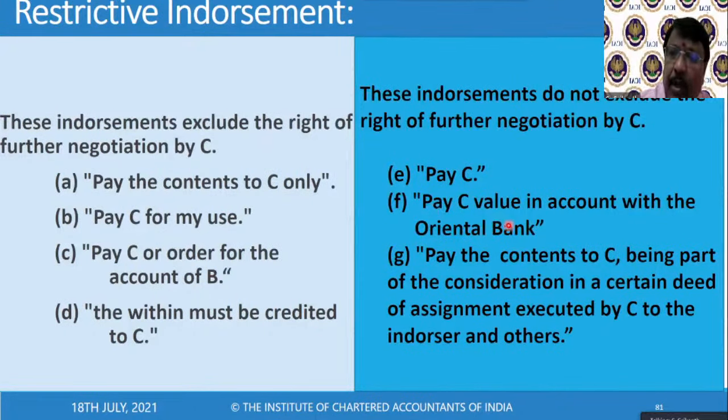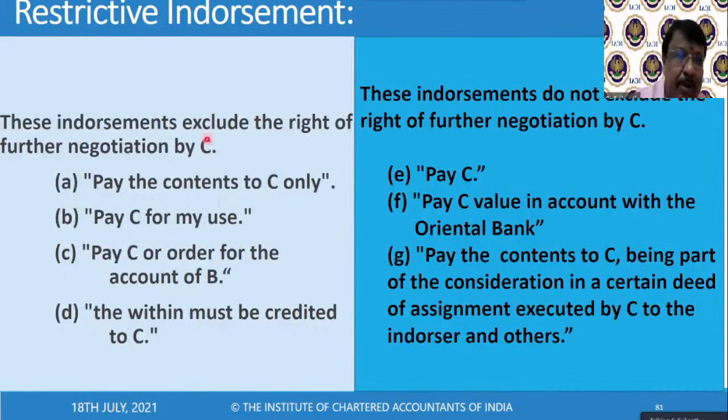That's all. Pay the contents to C, being part of the consideration in a certain deed of assignment executed by C to the endorser and others. No problem. All you're doing is giving clarity about the consideration. That's all. But C can endorse it further. Because see, this line only proves that C got the instrument for a valuable consideration. That proves that he is a holder in due course. Now C can endorse. There's no restriction.